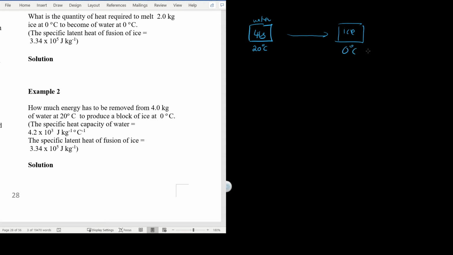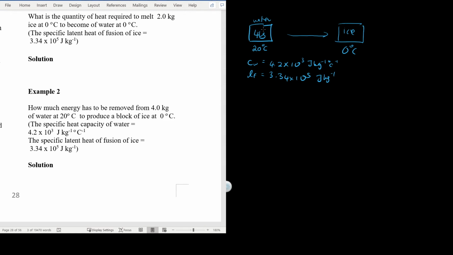0 degree Celsius. So given specific heat capacity, C of water equals 4.2 times 10 to the power of 3 joule per kilogram degree Celsius. And also given the specific latent heat of fusion, LF, which equals 3.34 times 10 to the power of 5 joule per kilogram. So you need to understand the process that needs to be done to change this amount of water at a certain degree Celsius into ice.